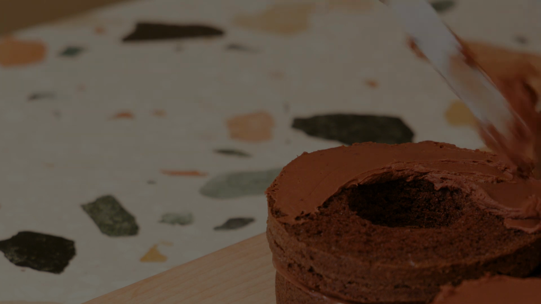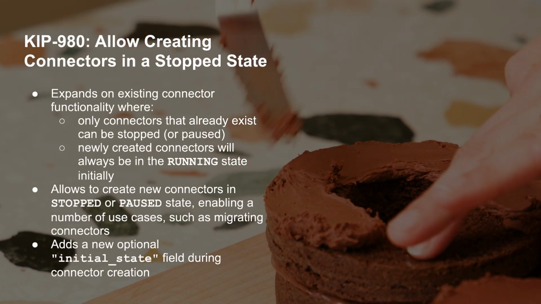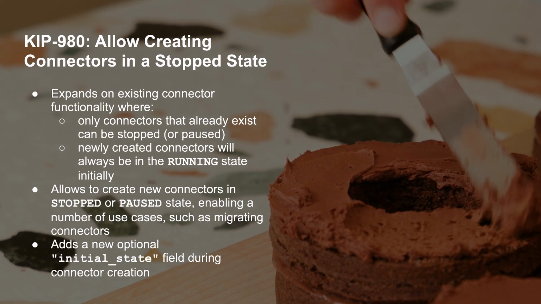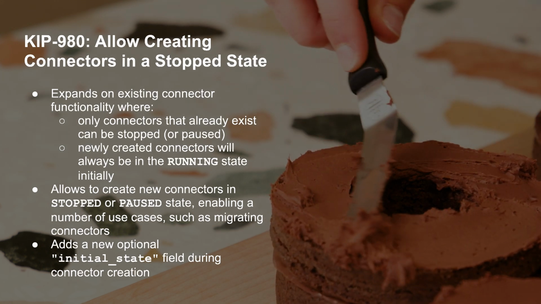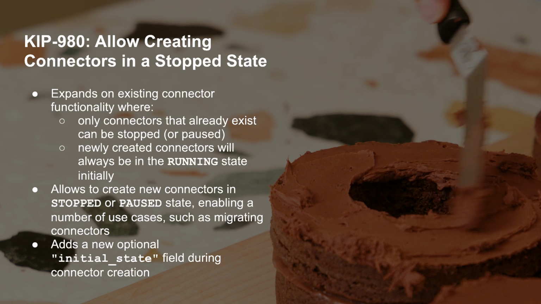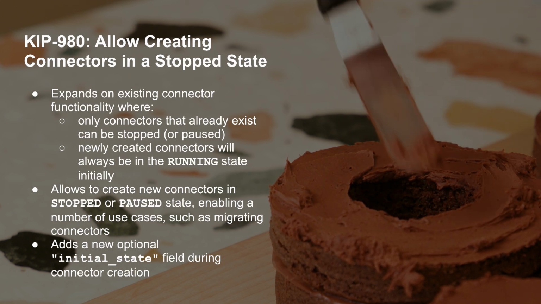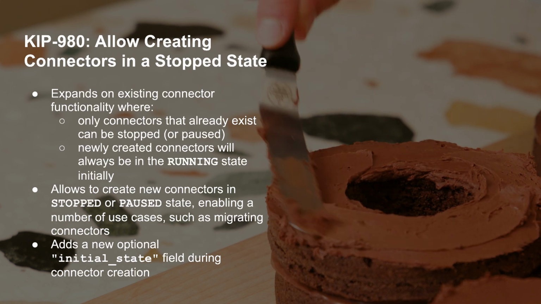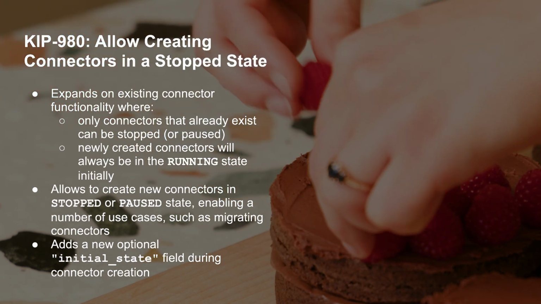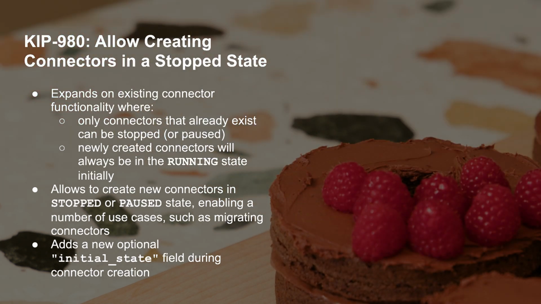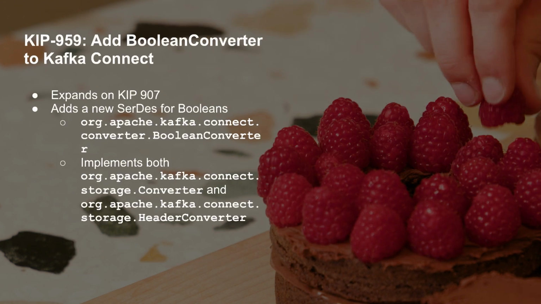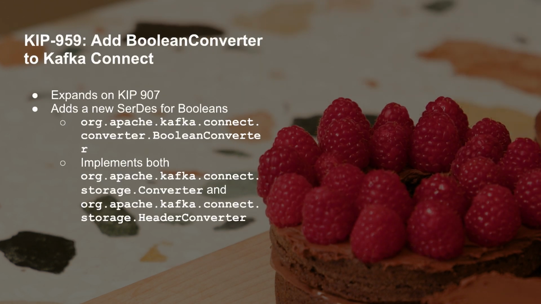single update. KIP 9.8.0 adds new functionality to allow connectors to be created in an initial state other than running. Prior to this change, only existing connectors could be in a stopped state, and all new connectors would begin in a running state by default. This KIP adds a new optional initial state configuration for new connectors, thus enabling a number of use cases around connector migrations. And finally, we have KIP 9.5.9, which adds a BooleanConverter to Kafka Connect.